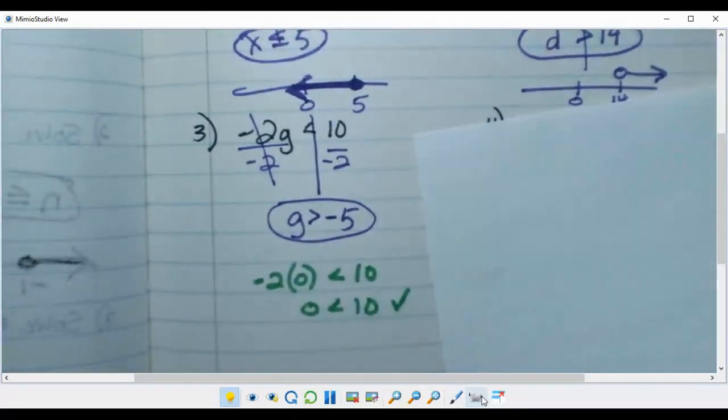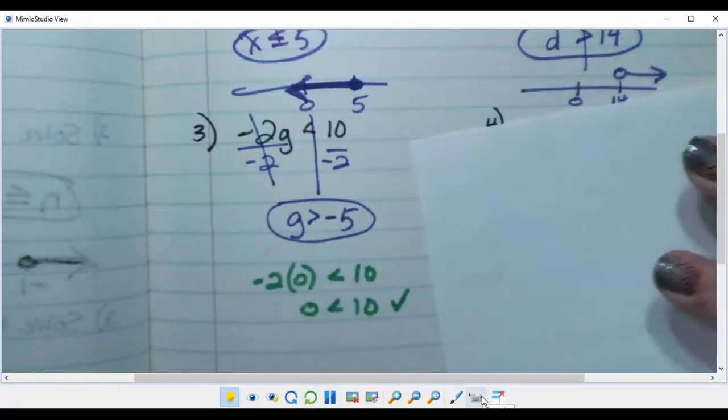Now, what if, let's do a what if, I forgot to switch it? I'm going to do it on this piece of paper right next to it so I can move it.